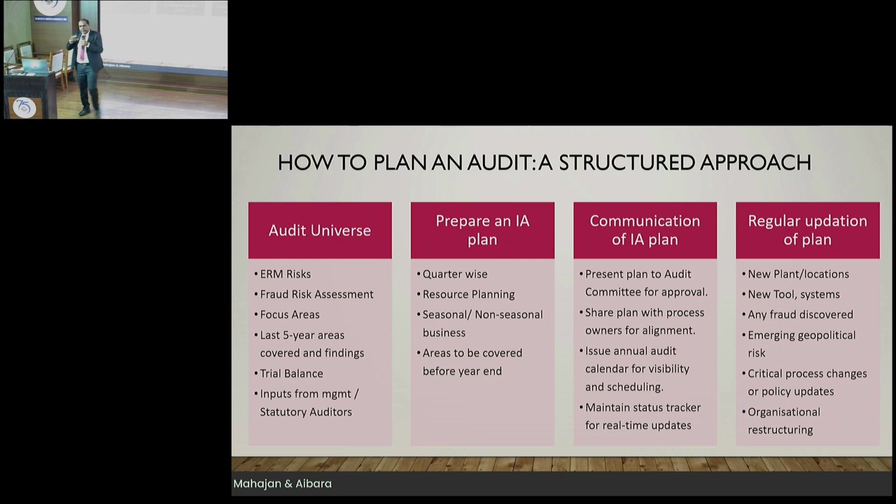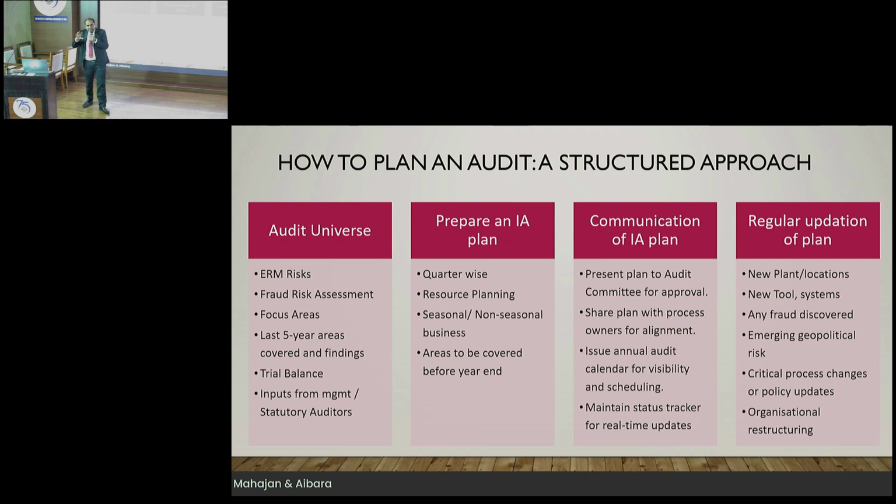Once the audit plan is prepared, it is very important to roll that out to the auditees or the process owners in a timely manner, because at times we face that conflict. Auditees say, "I didn't know at all that this audit was to be done." So it is important that HODs are also intimated well in advance and they are aware of their audit.